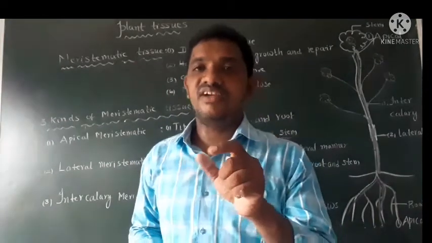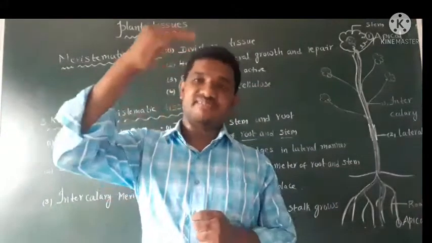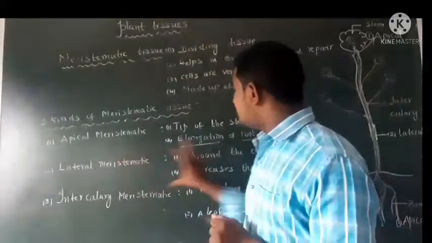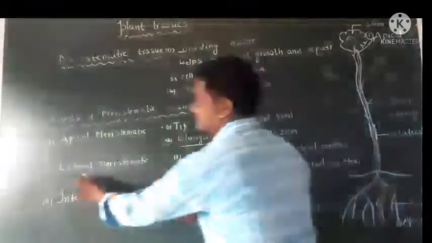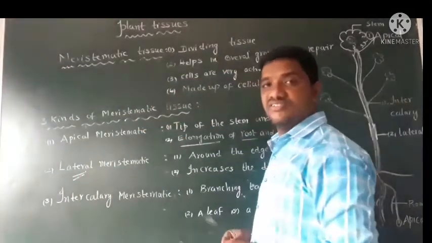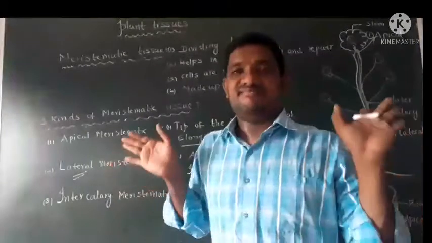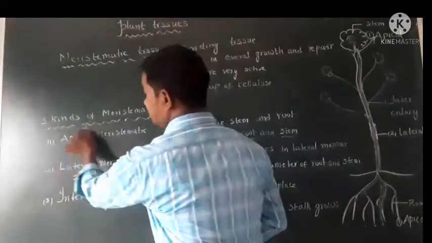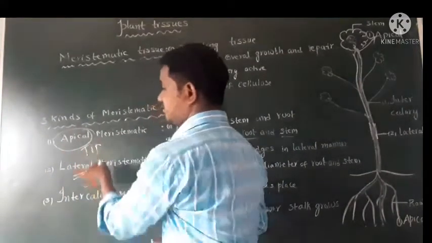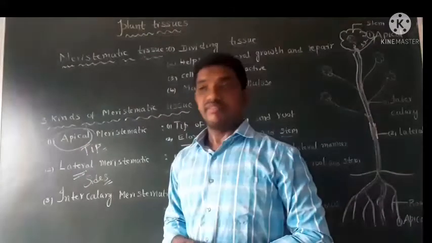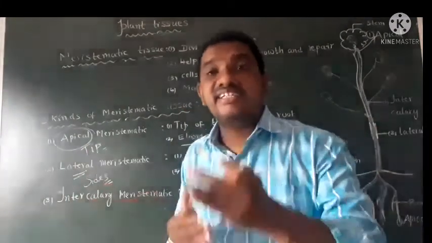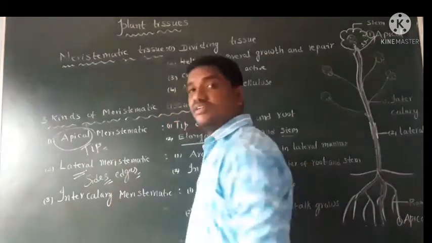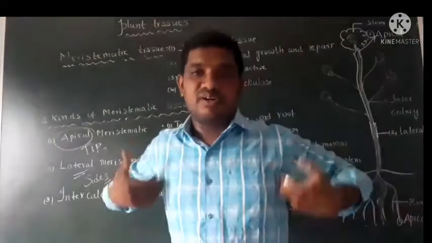This tissue helps in growth of the root and growth of the stem. That is the first one, apical meristematic tissues. Second one, lateral meristematic tissues. Here see the term lateral. What is the term lateral? Sides. Here apical means tip. Here lateral means sides or edges.